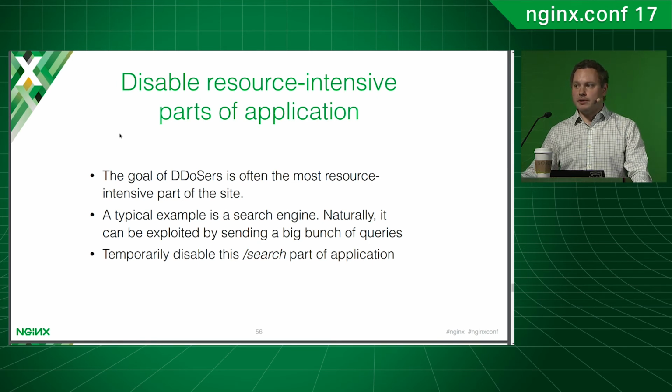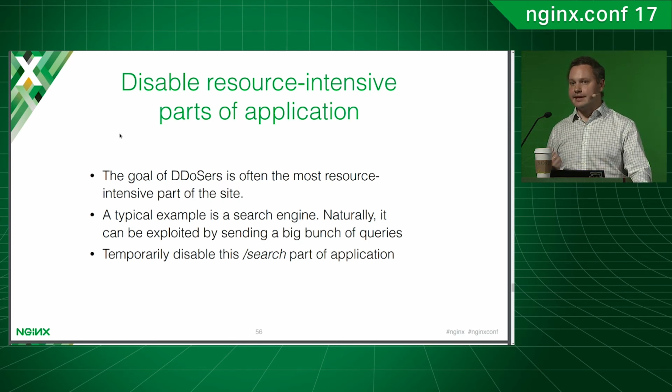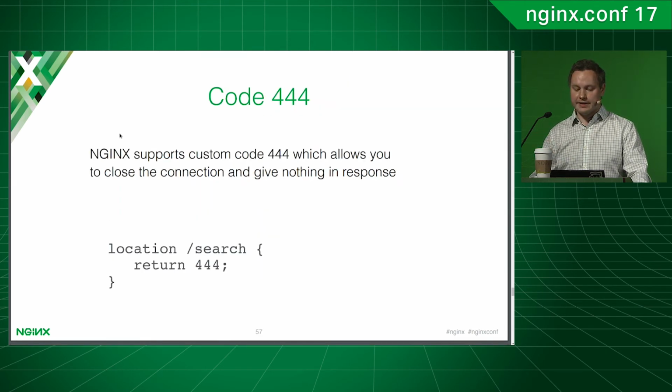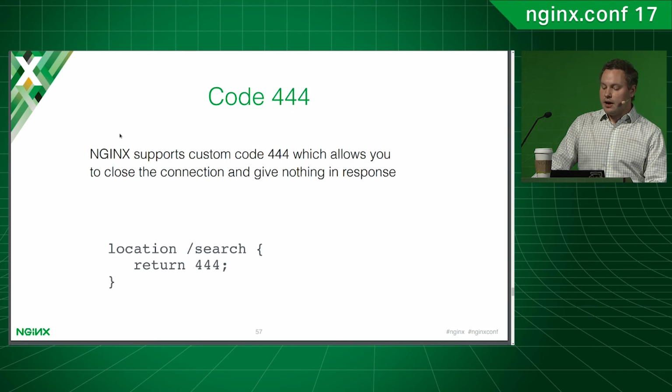So if there is a problem like this, you can temporarily disable it. It's very bad, but if it's a question of making your website and web application available or making it offline, it's better to make offline some particular part of the app. So for example, if you see that the bad guys are applying all their efforts to the search script, you can disable this capability with this 444 code. You just return 444 for the necessary location. And the good thing here is that NGINX will close the connection and give nothing in response to the attackers.